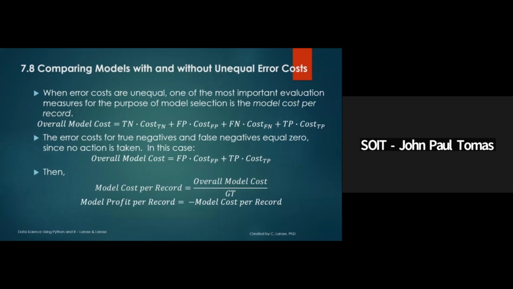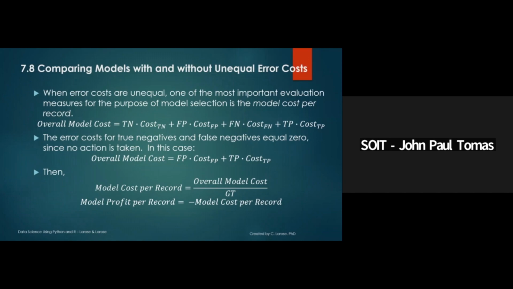So there will be an overall model cost. The overall model cost will be the cost in creating the model, not just creating the model. What are the costs that will be involved, and what will be the output? What will be the cost after we have made all of the things, the marketing campaign, developing the model, and so on and so forth. This will be the overall cost of the model. So the formula is TN multiplied by cost sub TN plus FP multiplied by cost sub FP plus FN multiplied by cost sub FN plus TP multiplied by cost sub TP.